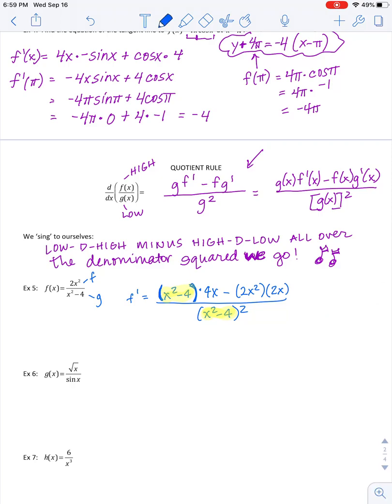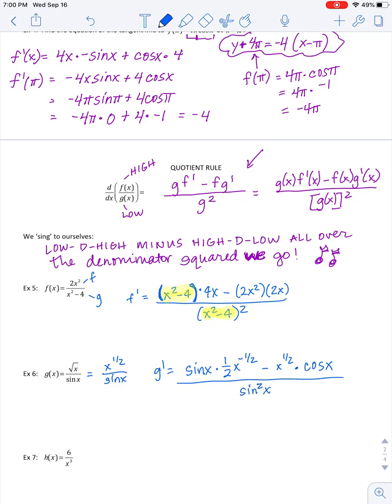Do another one here, which has a square root. So when we do example 6, we have to think of this like x to the 1/2 over sine of x. So this derivative is going to be low, d high is going to be a power rule, minus high d low, all over the denominator squared we go.